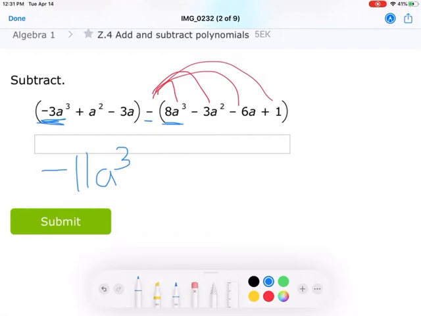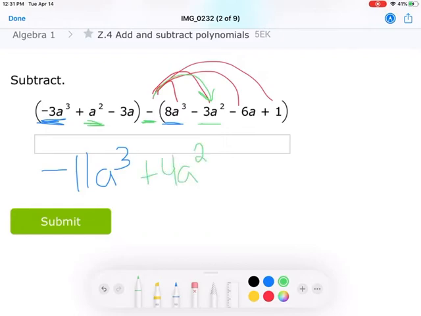All right? Next one, I'll do this one in green, I guess. a squared minus negative 3a squared. So when you distribute that negative to a negative, it becomes positive. So it's really a squared plus 3a squared. That's going to give you 4a squared.